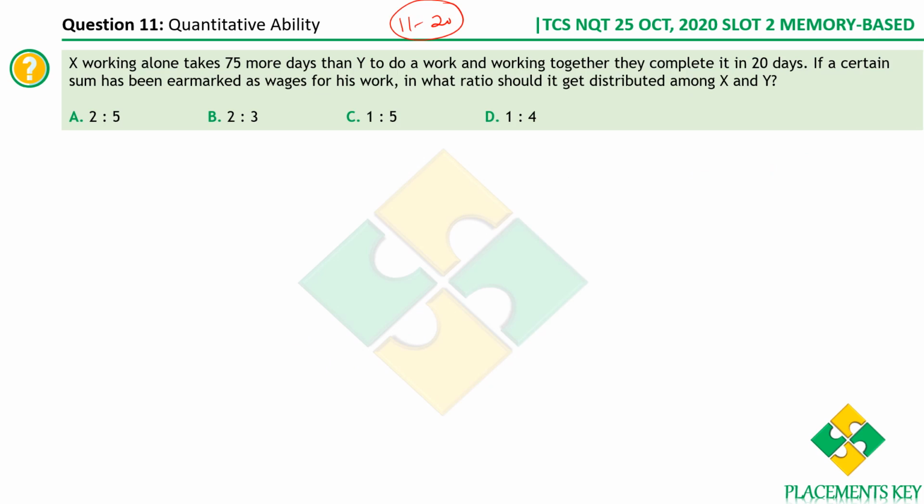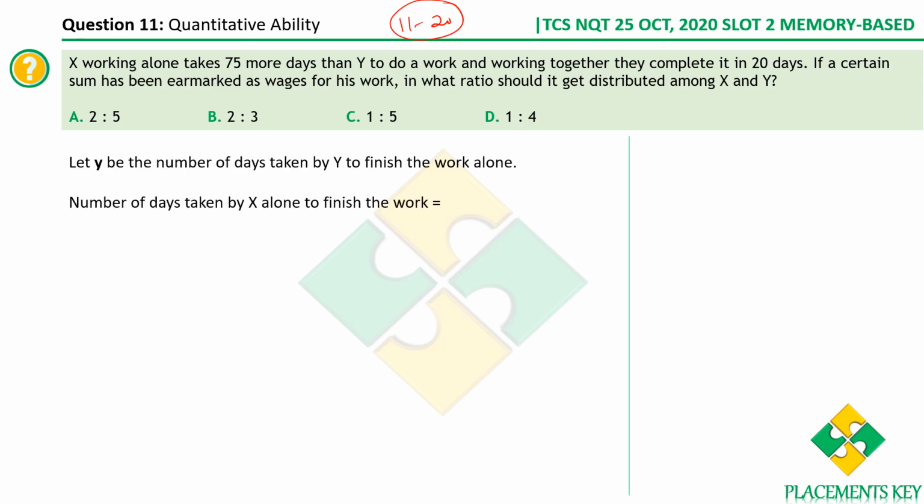X working alone takes 75 more days than Y to do a work, and working together they complete it in 20 days. If a certain sum has been earmarked as wages for this work, in what ratio should it get distributed among X and Y? Fine. So let Y be the number of days taken by Y to finish the work alone. Now it's told that X working alone takes 75 more days than Y. Therefore, the number of days taken by X alone to finish the work should be Y plus 75 days.